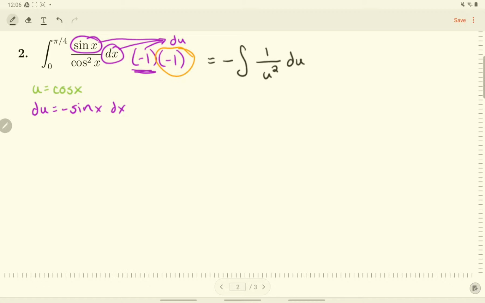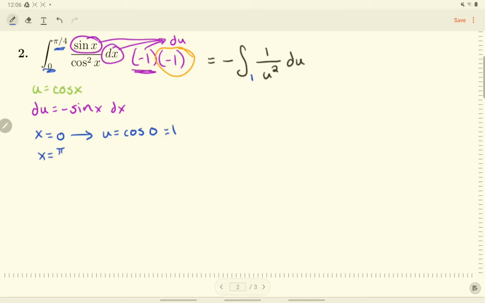Okay, when you're doing substitution with endpoints, you're supposed to convert the endpoints to go with it, right? This original 0 and pi over 4 relate to x values. This is when x is 0, and when x is pi over 4. So I need them to relate to u's value. When x equals 0, that means u is cosine of 0, which is 1. So our lower endpoint, x equals 0, becomes u equals 1.